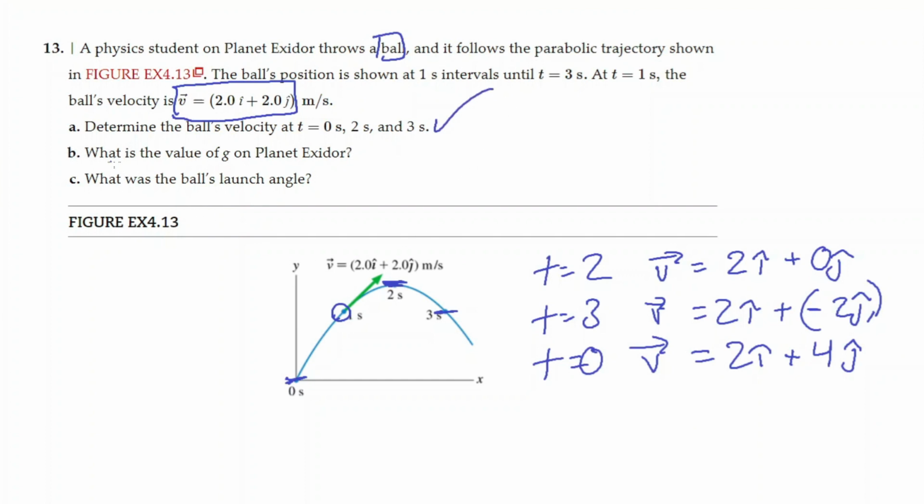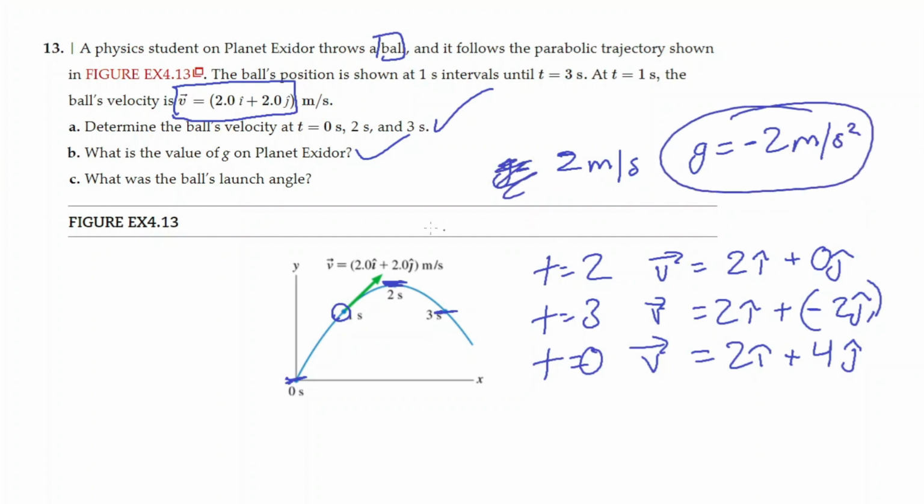Let's take a look at B. So B is what is the value of g on planet Exeter? So we saw that the velocity on the y component or y-axis decreases by 2 meters per second, every second. So given that, that is the acceleration, or rather g. But gravity is going downwards, so g is going to be equal to negative 2 meters per second squared. And that is going to be our answer for B.